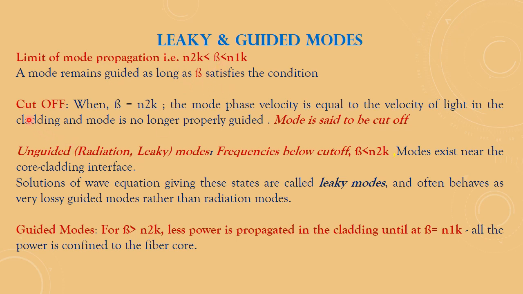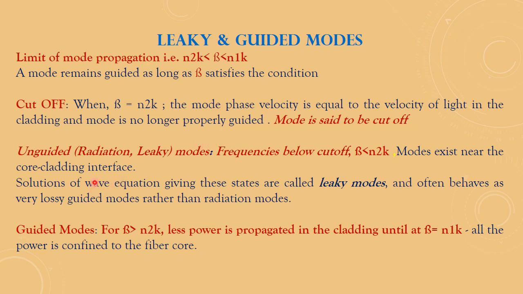So, for example, one more thing is cutoff. When beta is N2K, the mode's phase velocity is equal to the velocity of light in the cladding. And this mode is no longer properly guided, so it will be cut off. So that mode is said to be a cutoff mode.